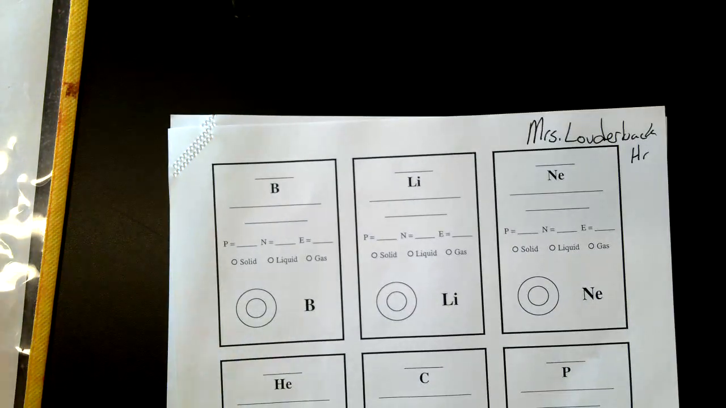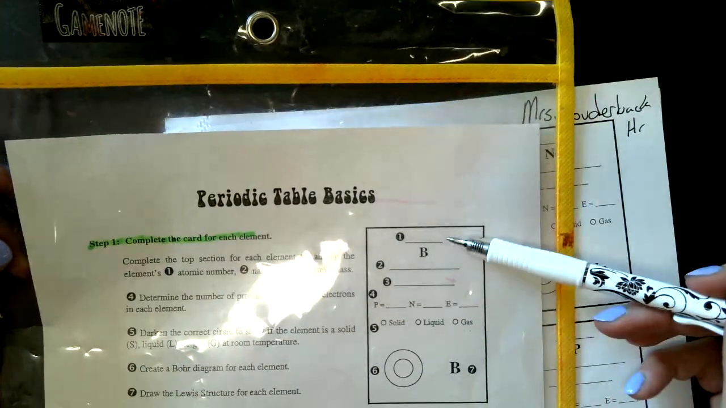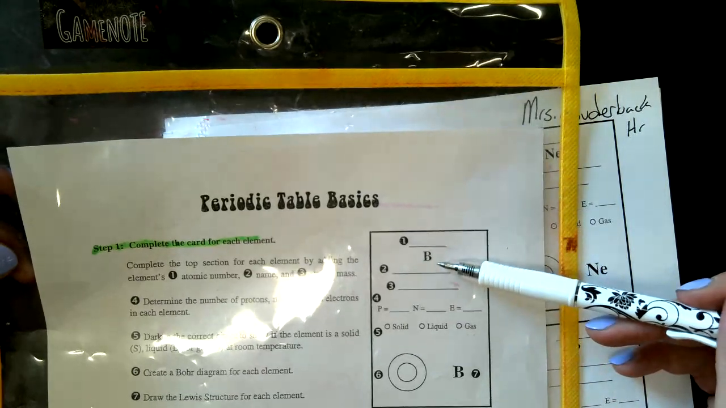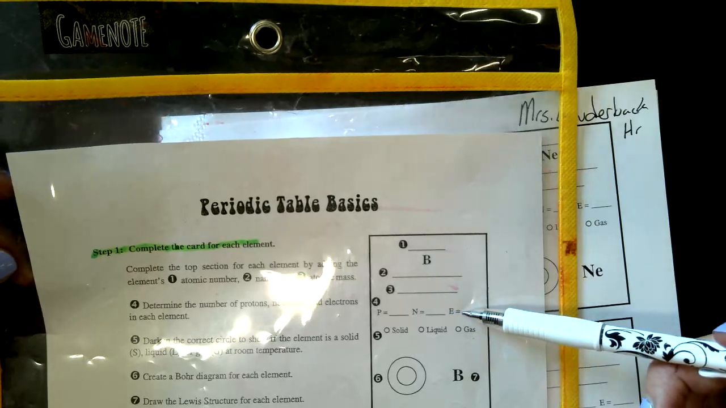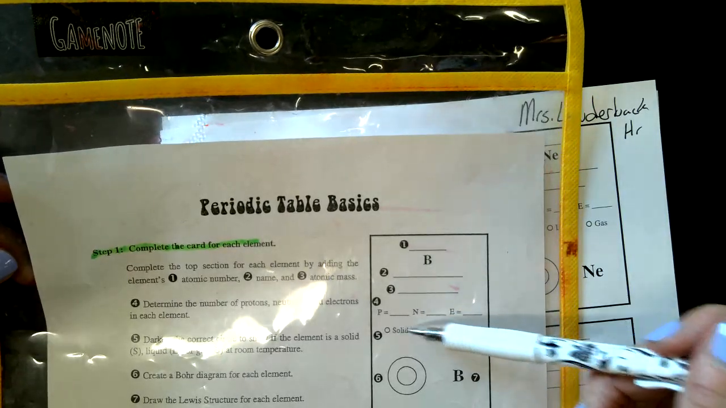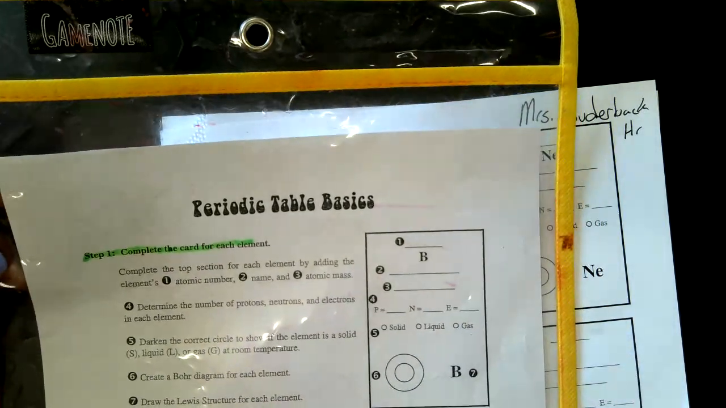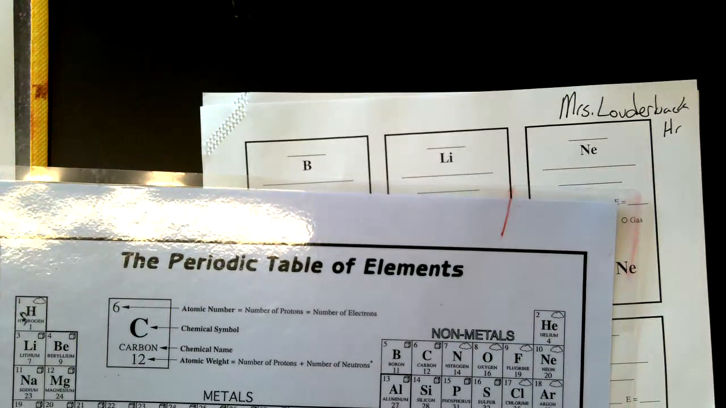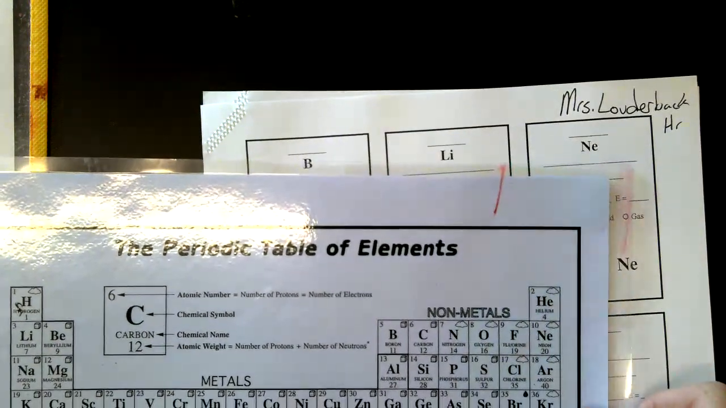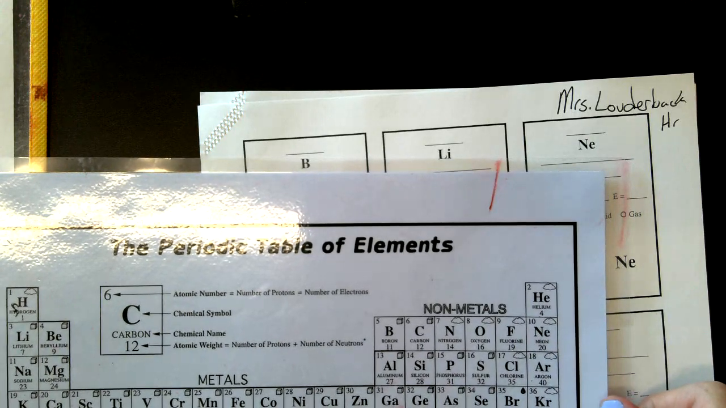Now, the first part of the card wants you to complete the top section by labeling the atomic number, the name, the atomic mass, determine the protons, neutrons, and electrons, color if it's a solid, liquid, or gas, and do the Bohr's model and the Lewis dot structure. So I'm going to need to make sure that I have my periodic table of elements with me. You have this available at the table. It's also in your planner, and there is a periodic table on Canvas.